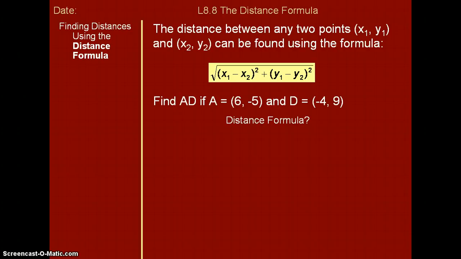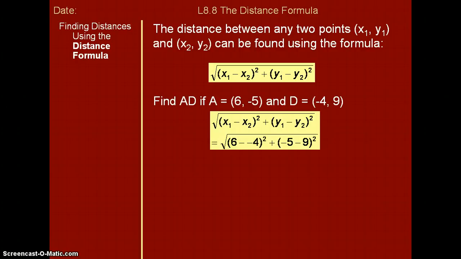The first thing that we would want to do is make sure that we know the distance formula. The distance formula, again, is the square root of (x1 minus x2) squared plus (y1 minus y2) squared. So entering our values here, and I'm just going to assume that the first point A is point 1 and the second point D is point 2.